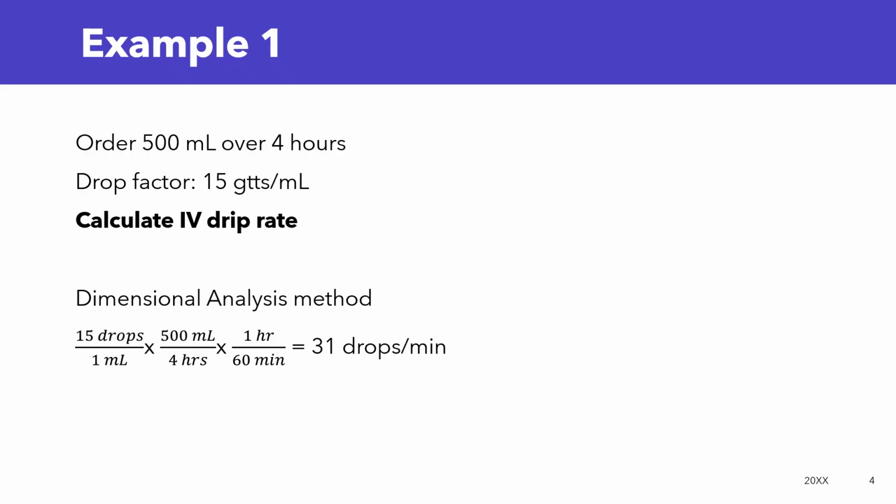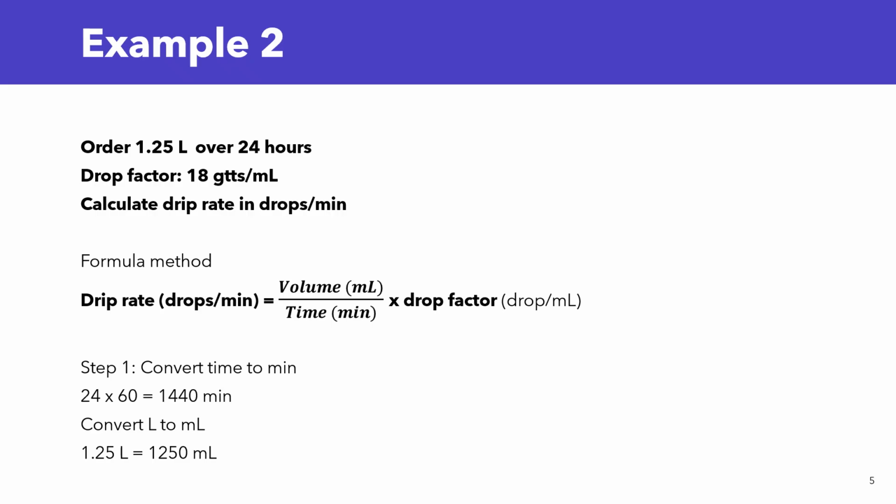So we'll have 15 times 500 on the top divided by 4 times 60, so 240. So the answer is going to be 31 drops per minute. So same answer as the formula method. It's just a different method. Let's look at the second problem.